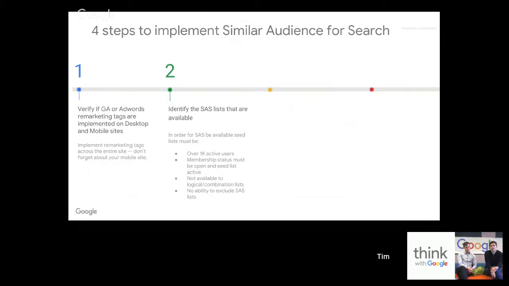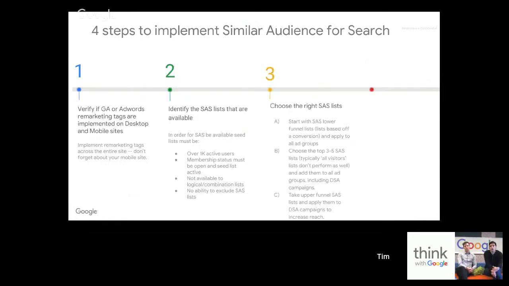The second step would be to identify the similar audiences lists that are available. Sometimes they're not. Here are the conditions where you will be able to see them. So one, we need to have 1,000 active users. The membership status must be open and the seed list active. So the remarketing list that it's being created from needs to be active. Those would be the main two.